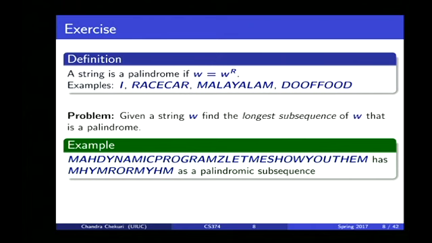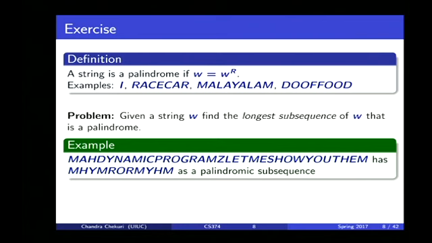Is it okay, what I said? Yeah. If the whole thing is a palindrome, you should return the whole thing, right? Because that's the longest, right? But maybe it's not a palindrome. This is not a palindrome, right? Maybe it's not obvious, but it's not a palindrome, right?